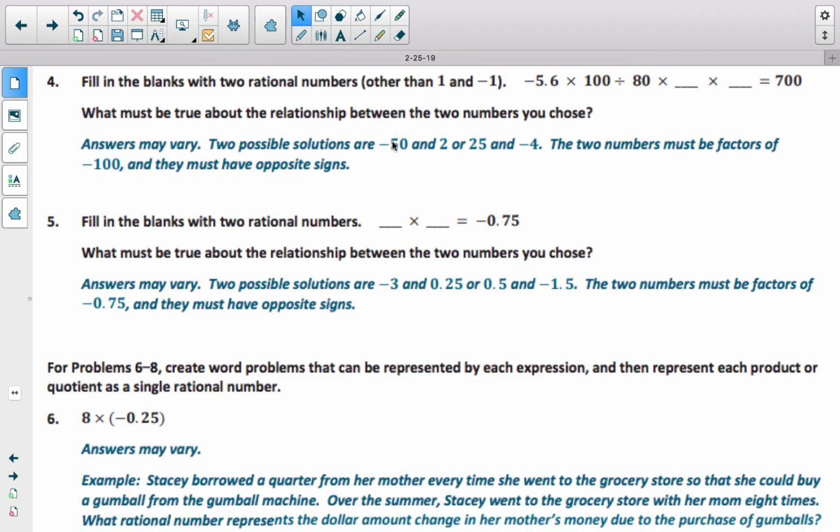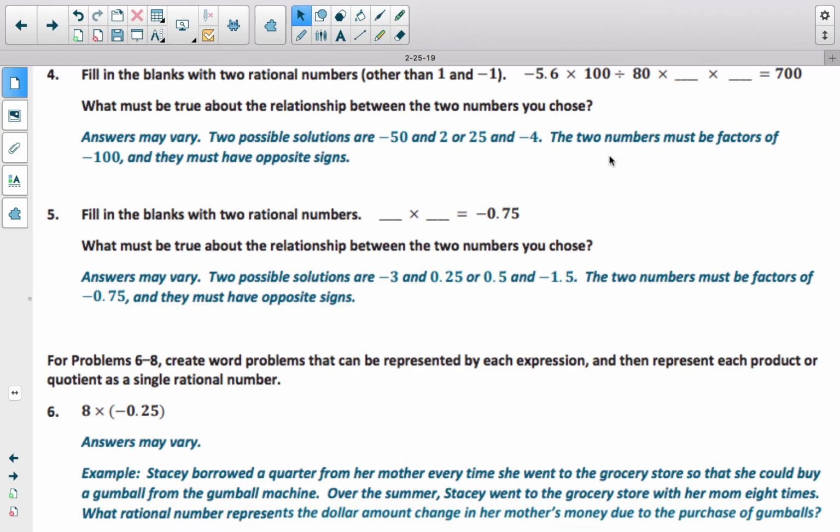So 50 and negative 2 would work. Negative 25 and positive 4 would work. 20 and negative 5, or negative 5 and a positive 20 would work. But the 2 numbers you should have put in this blank should have opposite signs, and when you multiply them, you should have gotten a negative 100.